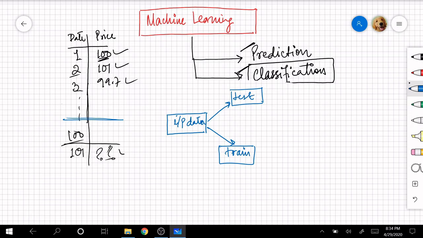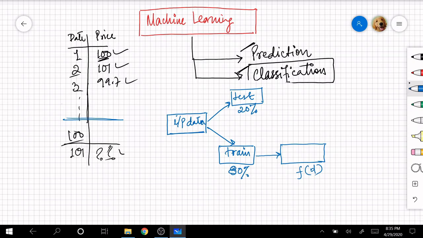Generally, I have not seen any written rule, but generally, whatever is the input data, 80% of it is used for training and 20% of it is used for testing. You can ask, what is training? Training is nothing but the process of building or creating or devising the equation.